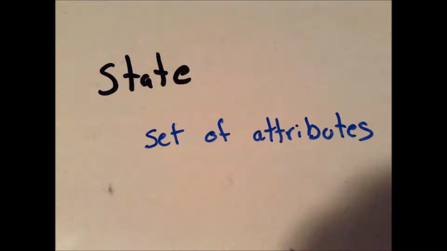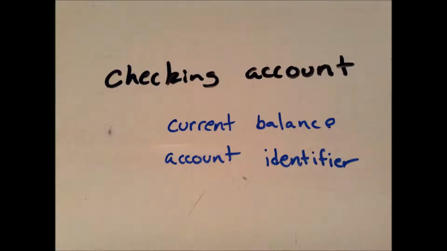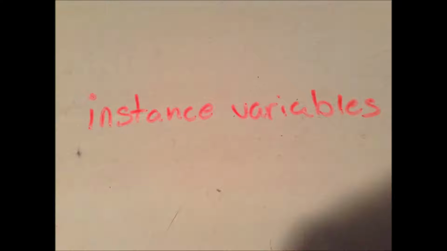The state is a set of attributes that describes the object and influences how an object reacts to the method call. In the case of our checking account object, the state includes the current balance and account identifier. And each object stores its state in one or more instance variables. An instance variable declaration consists of the following parts.